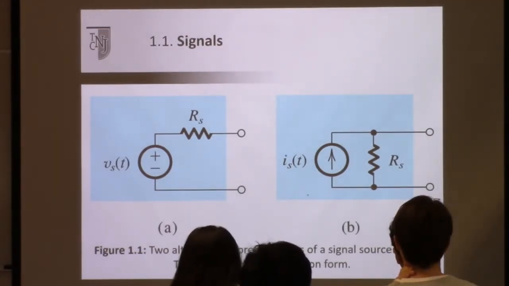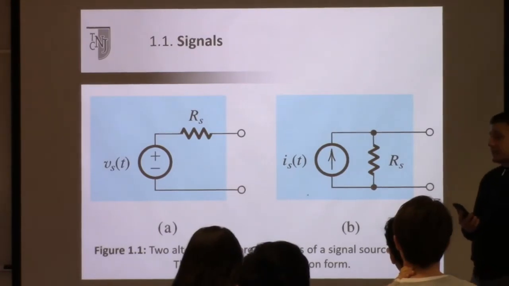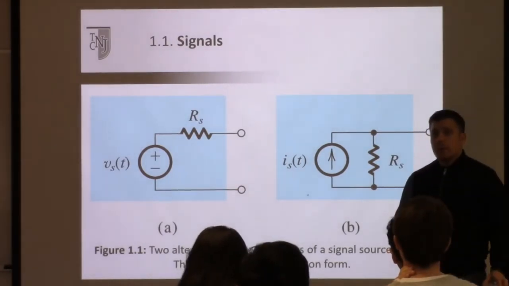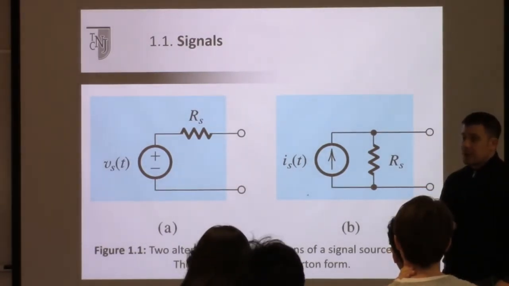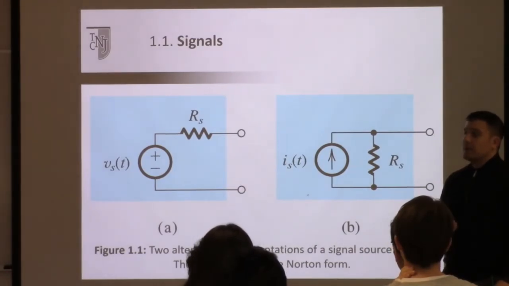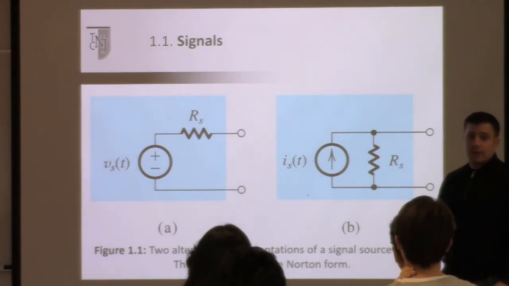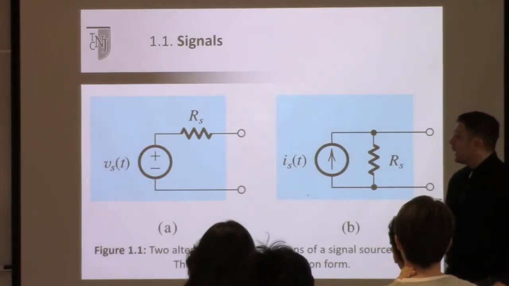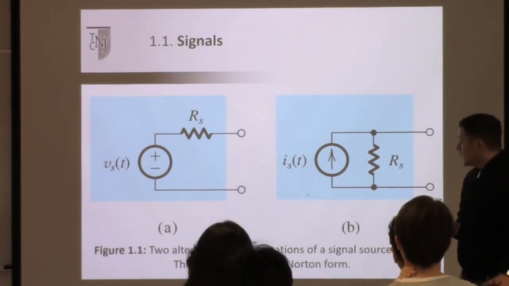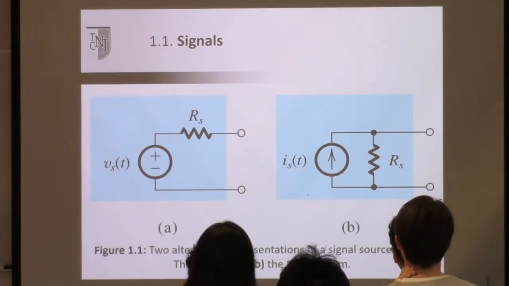We know from ENG212 that any circuit that's linear and is composed of passive elements only can be represented as the equivalent Thevenin or Norton circuit. We're not going to talk about that in depth here, but just something to remember.